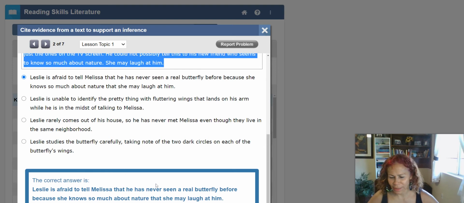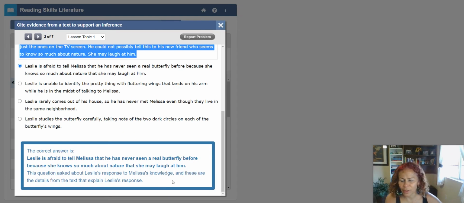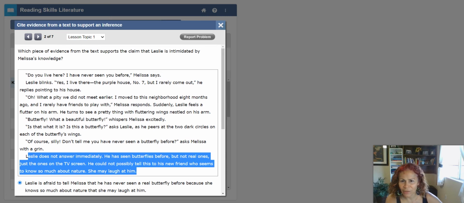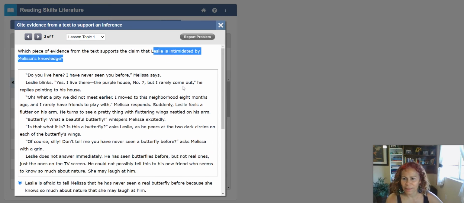Leslie is afraid to tell Melissa that he has never seen a real butterfly before because she knows so much about nature that she may laugh at him. This question asked about Leslie's response to Melissa's knowledge. And these are the details from the text that explain Leslie's response. Remember that Leslie didn't answer immediately. Why not? He was afraid that Melissa may laugh at him. So that is what supports this. Leslie is intimidated by Melissa's knowledge because she knows so much and she may laugh at him.